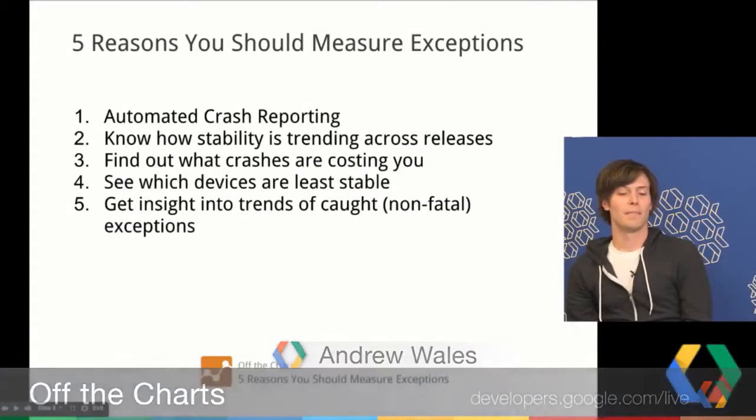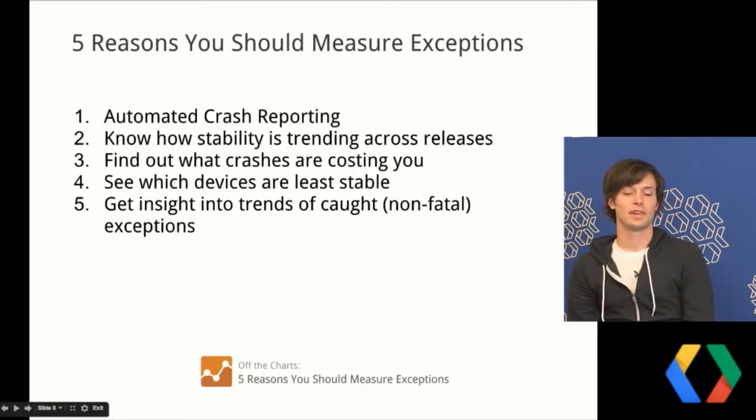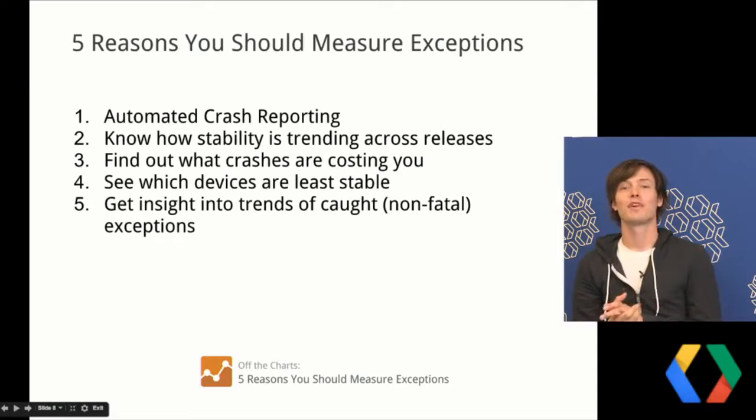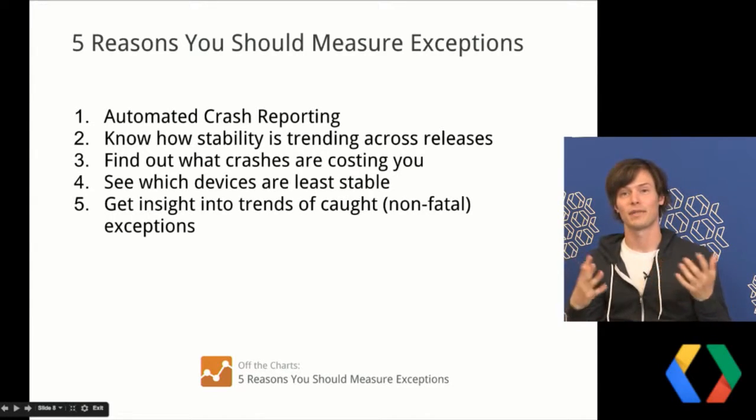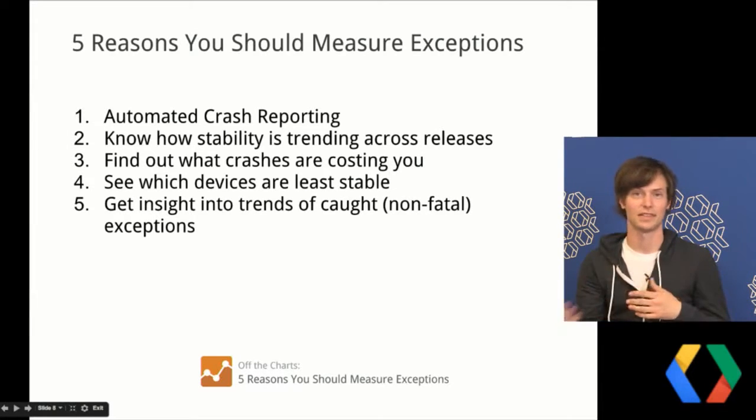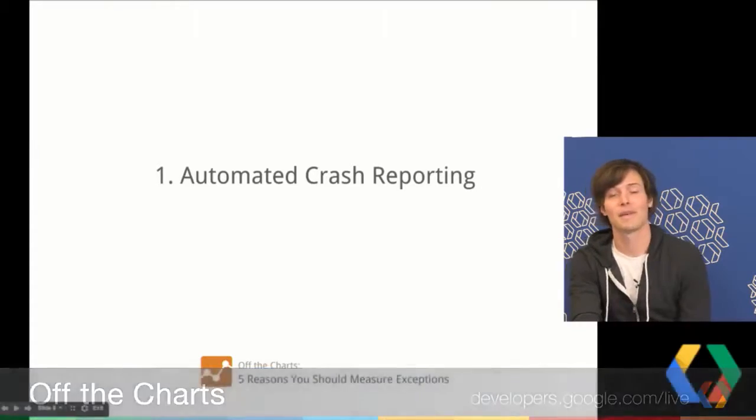And number 5, you can get insight into trends of caught exceptions as well. I'm going to be going back and forth between caught and uncaught exceptions. Uncaught exceptions are what I would call crashes, where there's no handling code, so the app basically just crashes. But you're going to have a lot of caught exceptions in your app as well. And some of these may be really valuable to track and measure as well. And you can do that using the SDKs. So let's jump right into the very first reason, automated crash reporting.